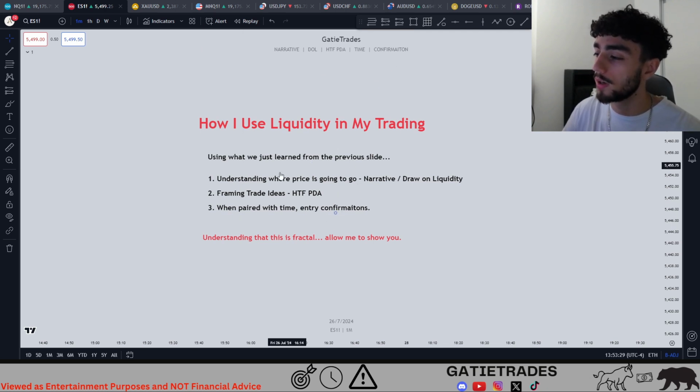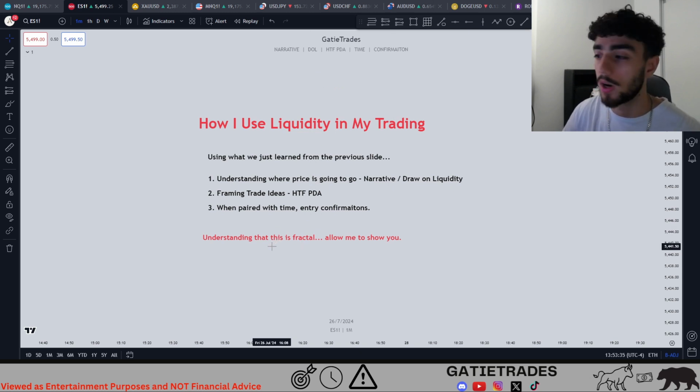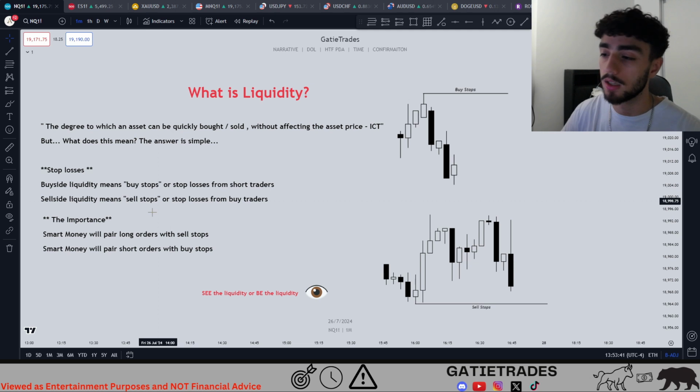So you can see how liquidity plays a role in every single aspect of my model, and it's important to understand that this is fractal. So allow me to show you this. And before we move on to the next slide, I want you guys to remember that I said smart money will pair long orders with sell stops, and smart money will pair short orders with buy stops.